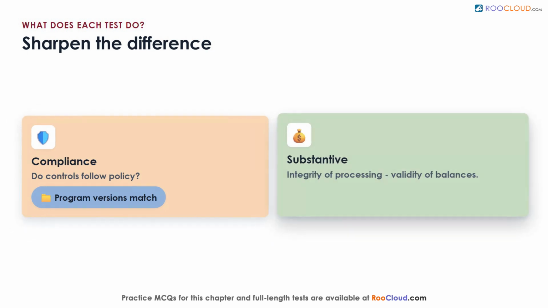What does a substantive test do? It confirms the integrity of the actual processing. It verifies the validity of balances and the transactions behind them. You might recheck a complex interest calculation, or confirm a report's data is complete and accurate.